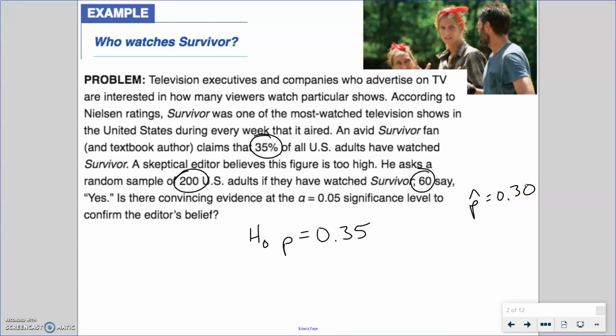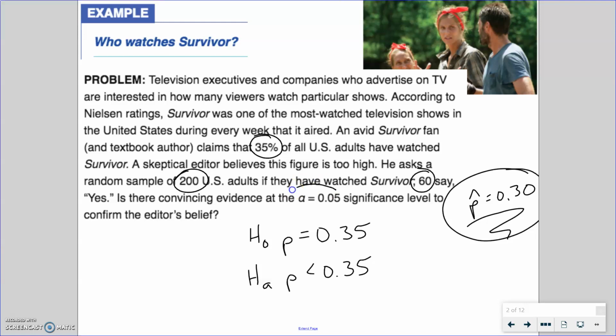Also, before that information was gathered, the skeptical editor believed the figure was too high. So the skeptical editor is saying, no, I think it's less than 35%. That seems high. So there's that alpha, okay? Then what we're going to do is we're going to say, okay, what's the p-value that they got this sample proportion that is truly smaller than the 35% purely by chance? Then we're going to use that p-value, compare it to the significance level they chose, and say we have convincing evidence or we don't have enough evidence to disprove it, okay?